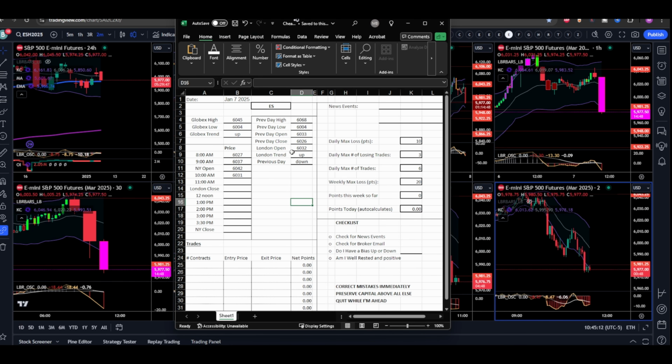Anyway, back to the cheat sheet. The reason I put these down there is just to have familiarity with the numbers. I also make a habit of recording the price each hour. This is something that I was taught a long time ago. I still do it. I find it's very helpful.